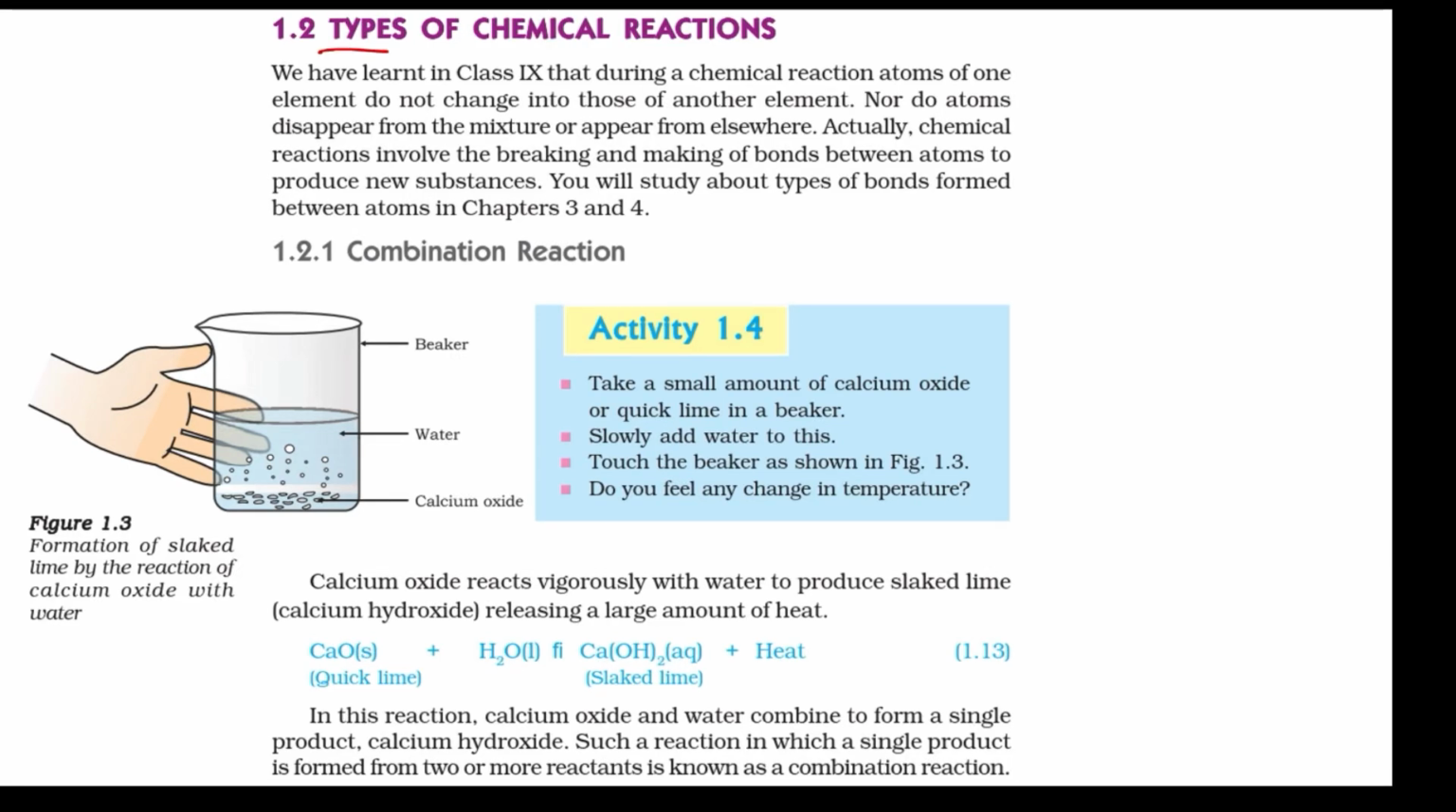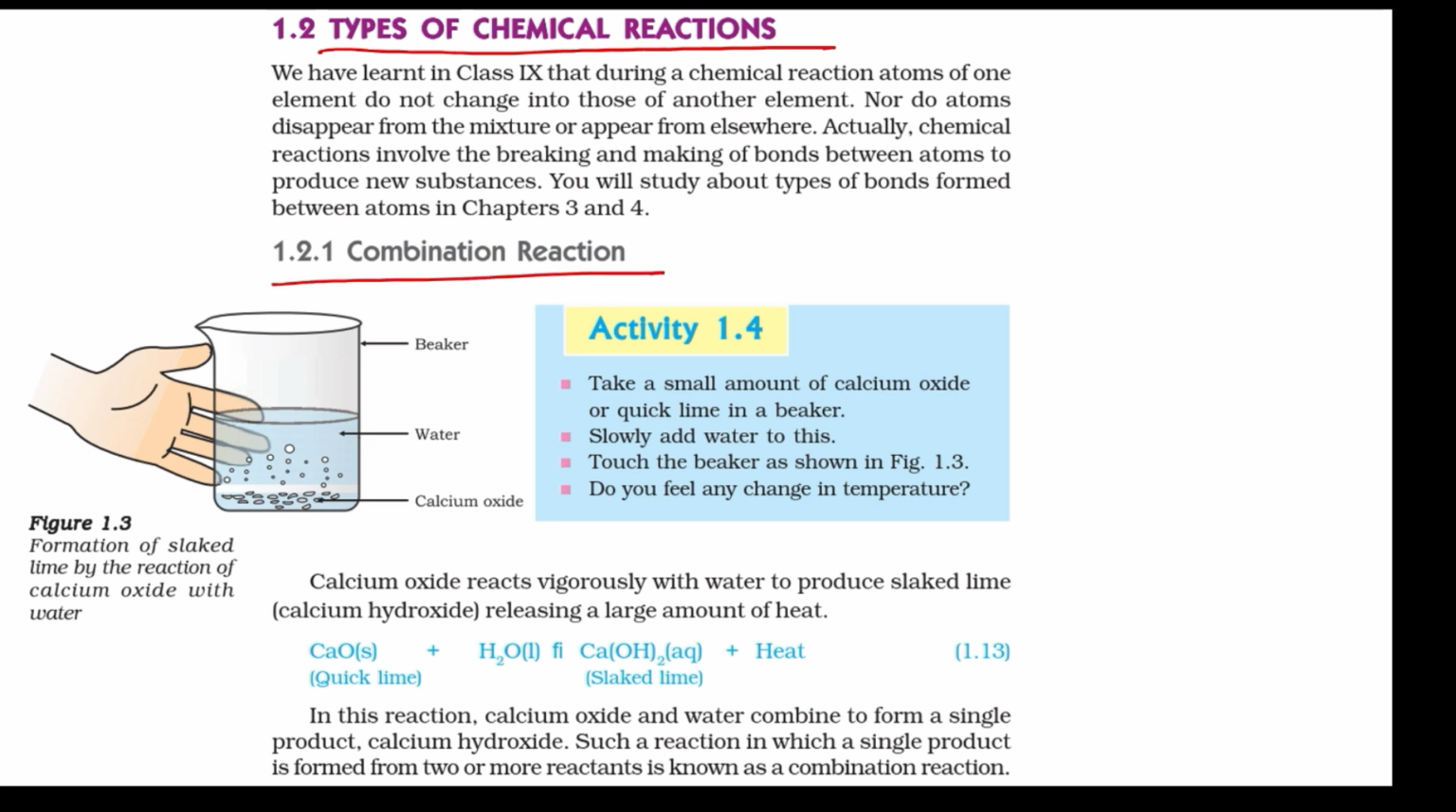Next topic is types of chemical reactions. What are chemical reactions? In chemical reactions, old bonds are broken and new bonds are formed between atoms, which leads to the formation of new substances. जो भी रिएक्टेंट है उसमें जो बॉन्ड्स हैं वो ब्रेक हो जाते हैं और न्यू बॉन्ड्स फॉर्म होते हैं, which leads to the formation of new product.